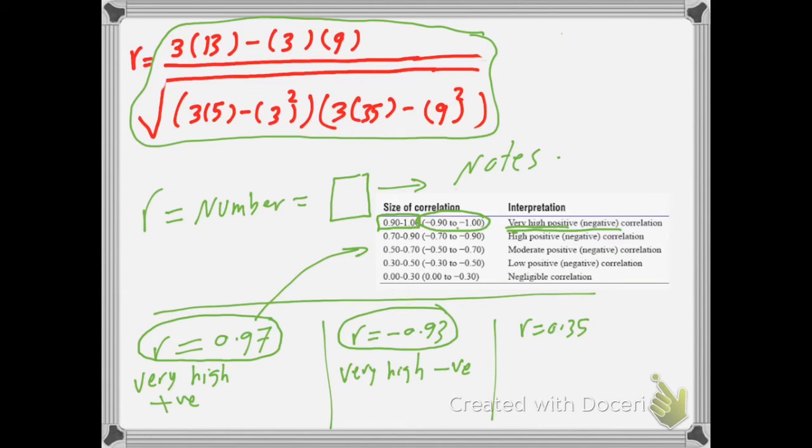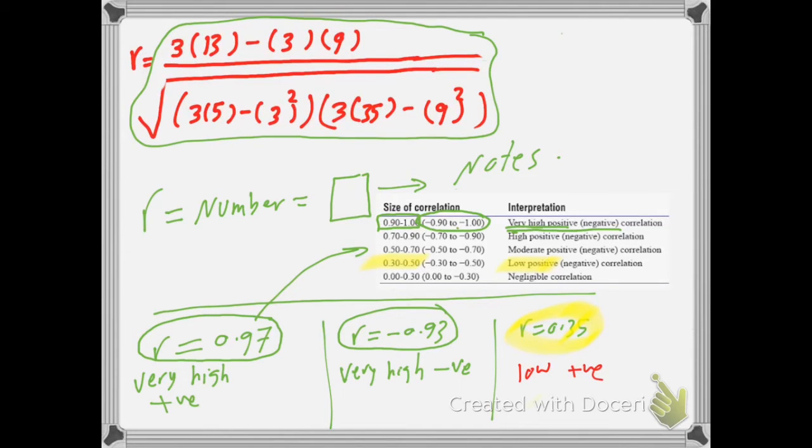And what about this case? This one, r equal to 0.35. Let's search for this. This value 0.35 will be here. It will be between 0.3 and 0.5. Then the proper comment here is: low positive correlation. Then in this case, I have low positive correlation coefficient. Okay? Then this table will help us to give our comment.